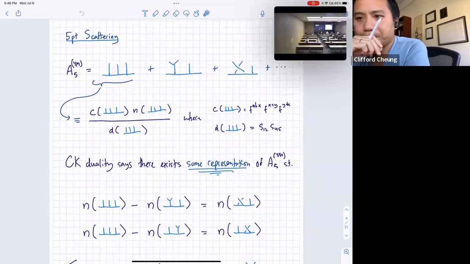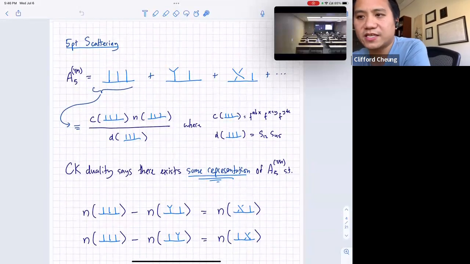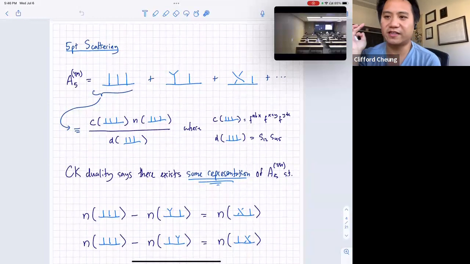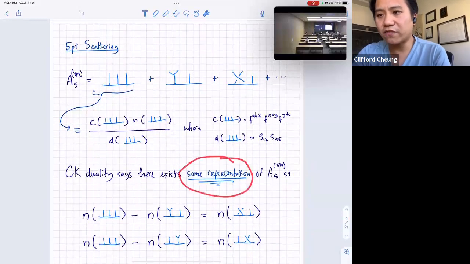Now what does CK duality say? CK duality says, again, a generalization of what I just said before, which is that there is some representation of A5.